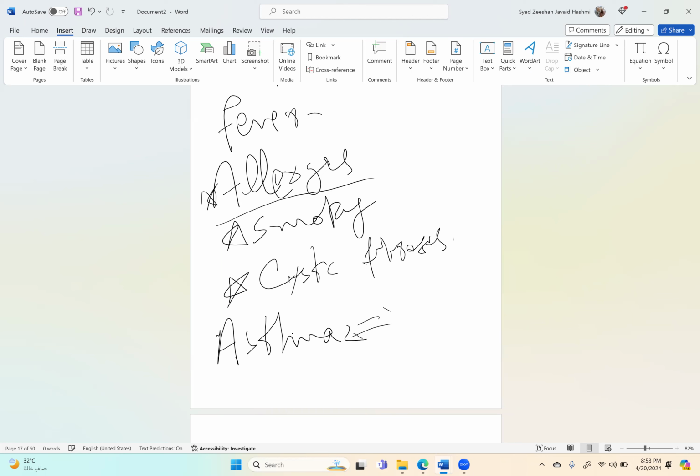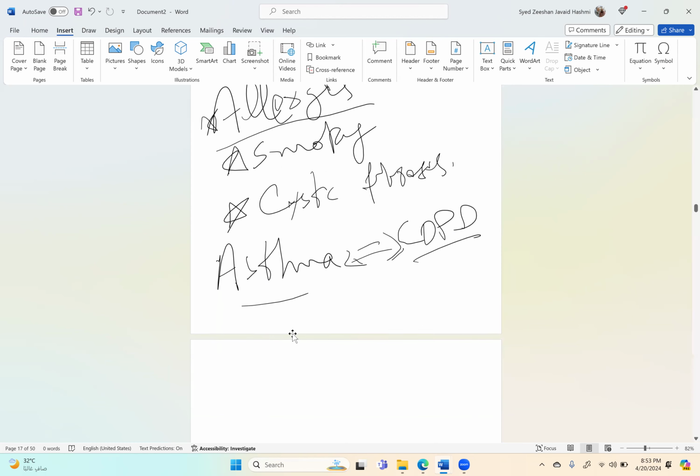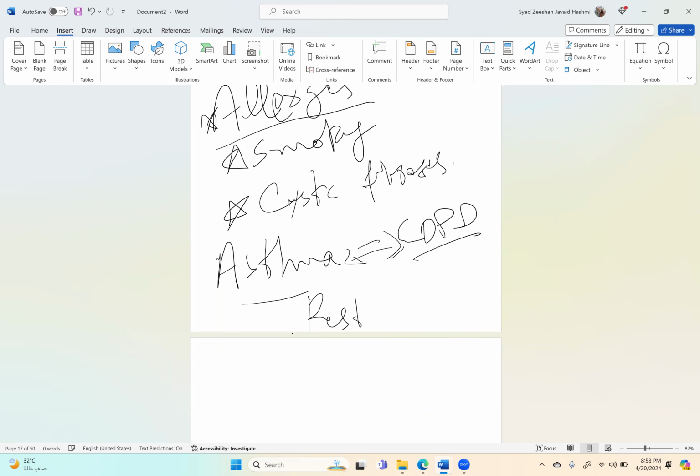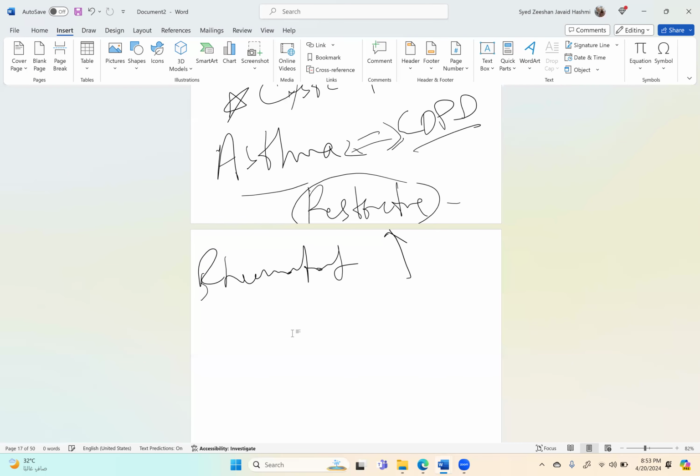And asthma is not 100% related. It can occur without, but some of the things that are common is COPD. Okay. Then there are restrictive lung diseases, like, for example, interstitial lung disease or things like that. Or there are certain systemic diseases which present in the form of, for example, rheumatoid arthritis. Rheumatoid arthritis can present as a restrictive lung disease pattern. Similarly, if there is some other autoimmune disease, it can also present as a restrictive lung disease pattern.